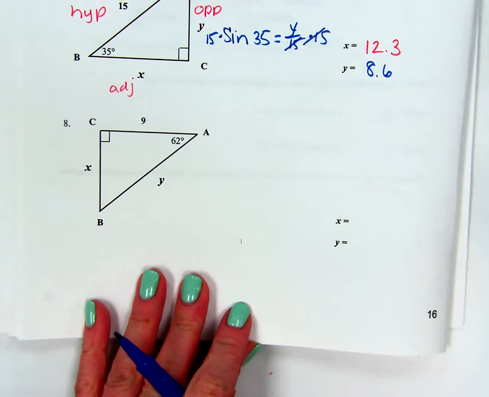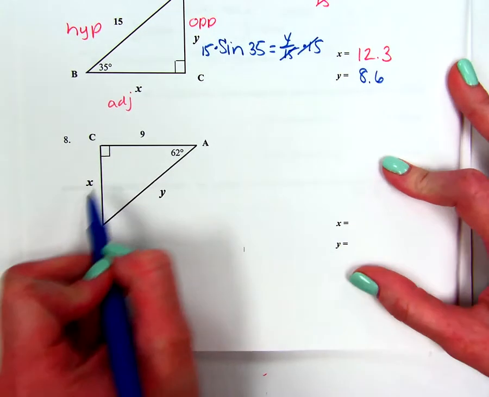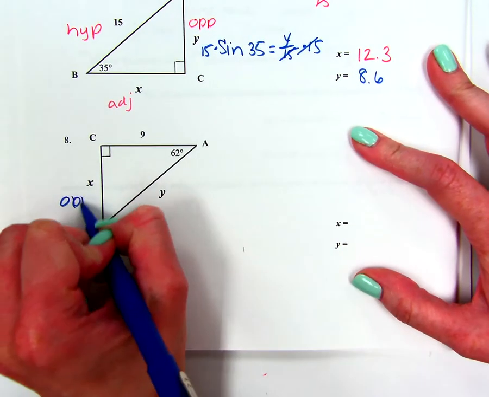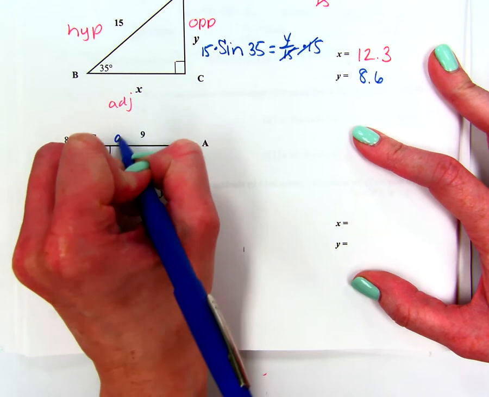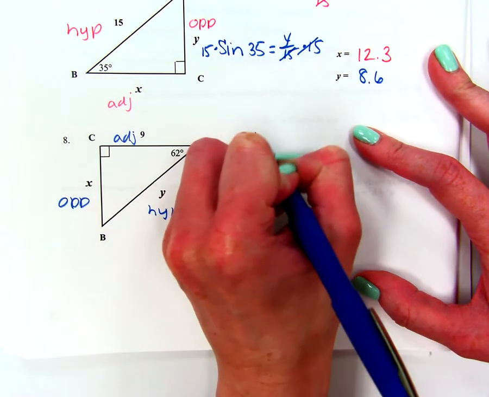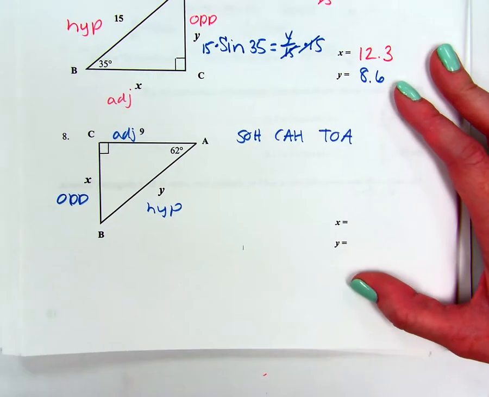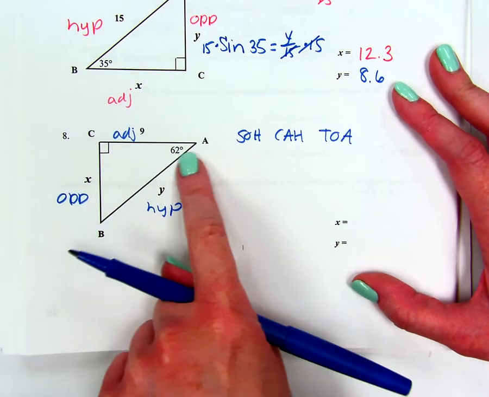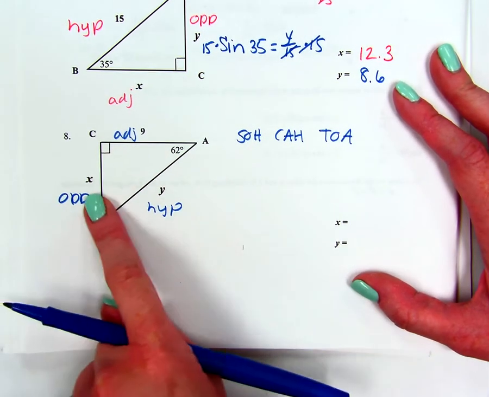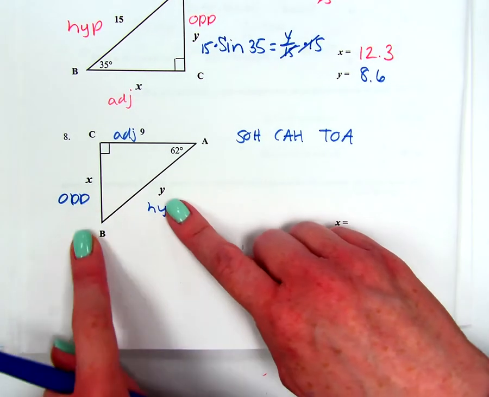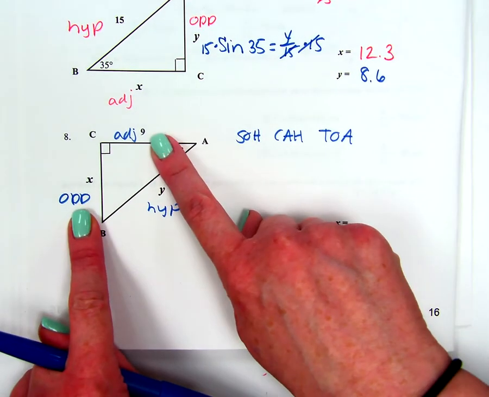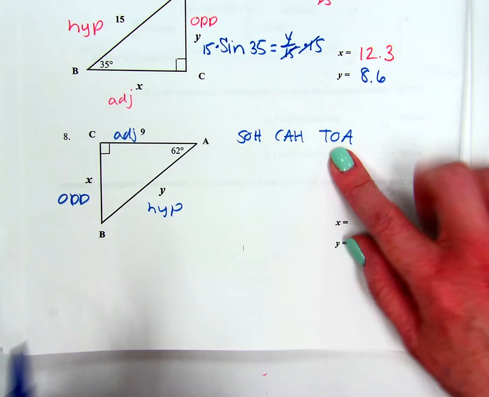And same thing on number 8. We're going to label the three sides that we have. For 62 degrees, we have opposite, hypotenuse, and adjacent. We have SOH CAH TOA. So let's start with our x. x is opposite, given the angle, and adjacent is what we're looking for. So opposite and adjacent is tangent.